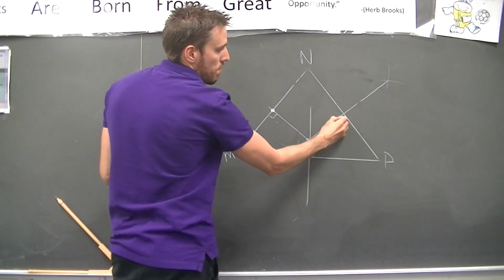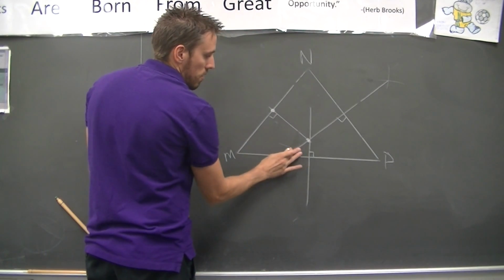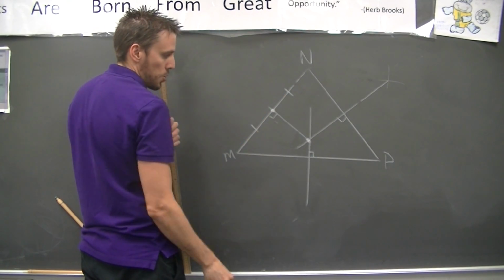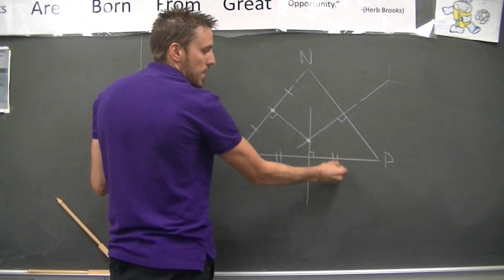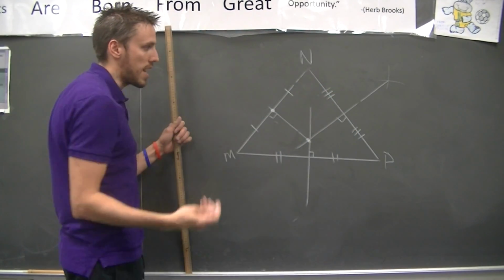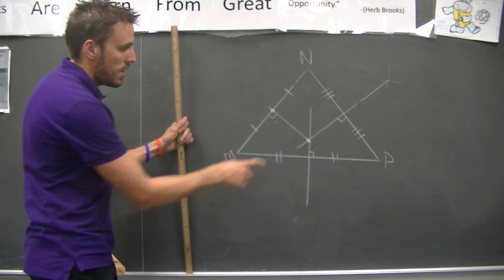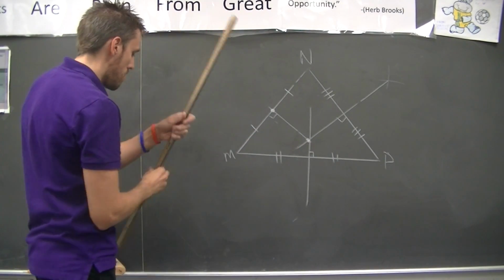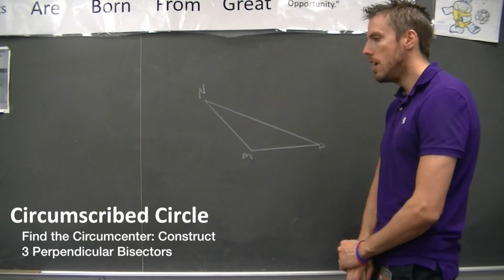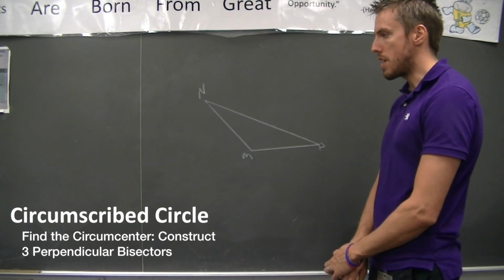Now, in terms of labeling, you should label as you go, but since these are perpendicular bisectors, you want to make sure that you have a dash mark, two dash marks, two dash marks, three dash marks, three dash marks. So that indicates that it's perpendicular and it bisects the actual segment. Now that I have this point here, I have my circumcenter.